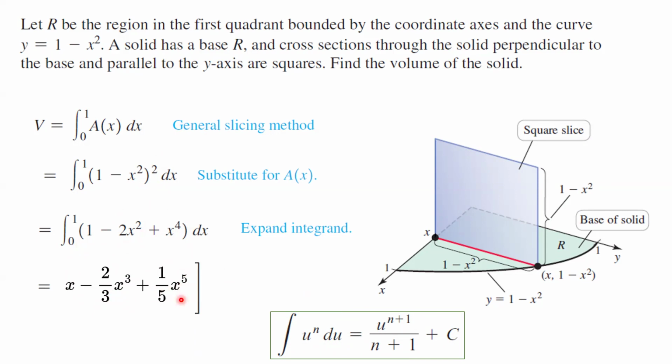Now, you're going to find the definite integral when x is equal to 0 and x is equal to 1. Basically, if you plug in 0, it gives you 0. So you just need to plug in 1. You get 1 minus 2/3 plus 1/5, which in turn is equal to 8 over 15. So the volume of this region bounded in the first quadrant and bounded by the coordinate axes and the curve y equals 1 minus x squared is 8 over 15.